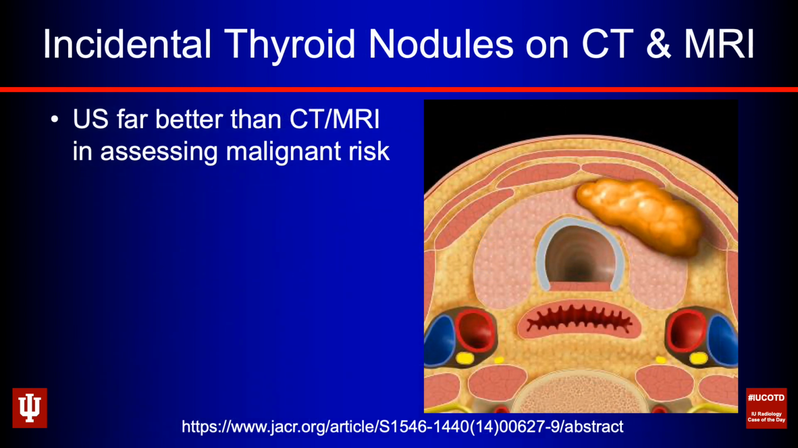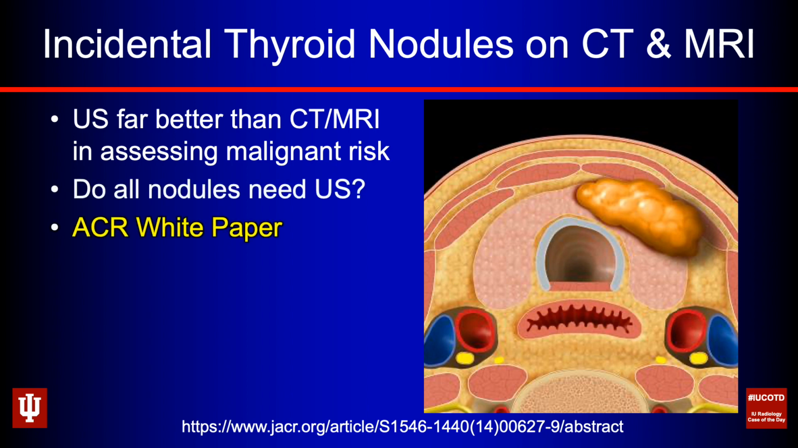So hopefully, after me blabbering on there for the last couple of minutes, you'll realize that ultrasound really is far superior to CT and MRI in assessing the risk of malignancy with incidental thyroid nodules. I mean, CT and MRI, they just kind of suck for this. The question is, do you need to get an ultrasound every time you catch one of these on MRI or on CT? And I think we've got some pretty good data now to suggest that the answer is no.